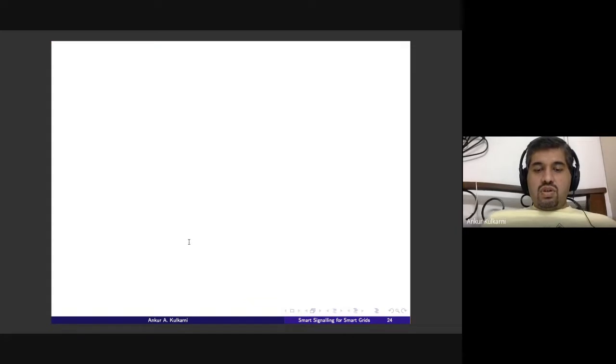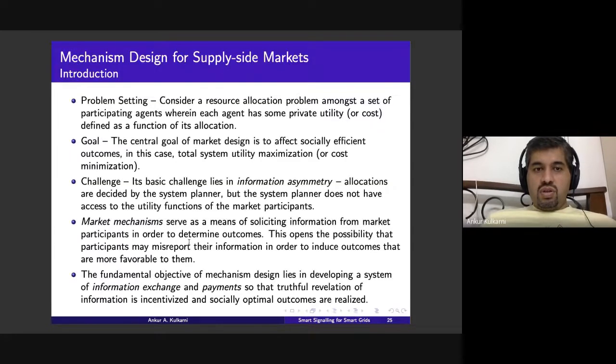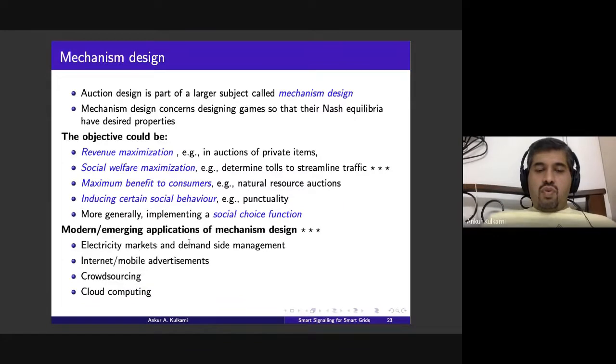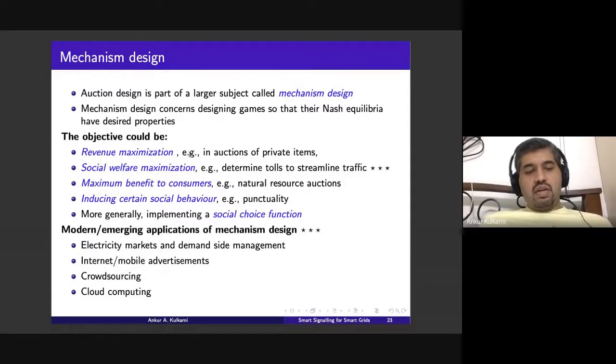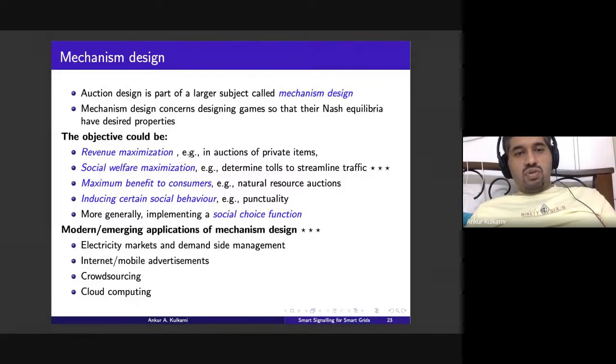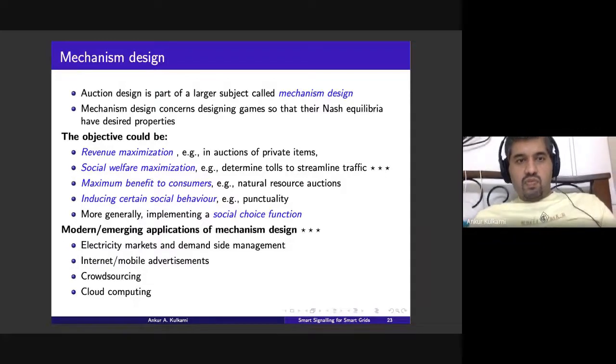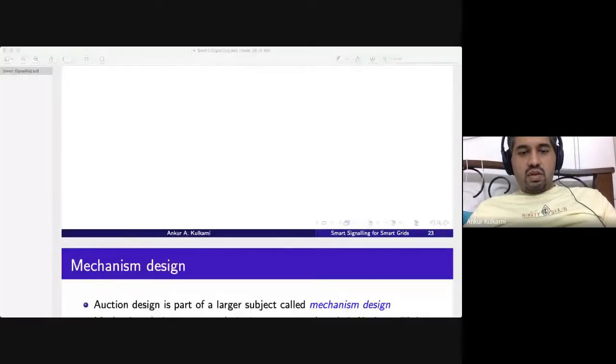Okay, so I have a few backup slides on a more complicated topic. Before I get to that, I'll just change to a different file and show you some work that I have myself done.